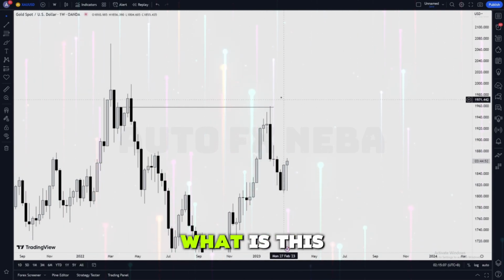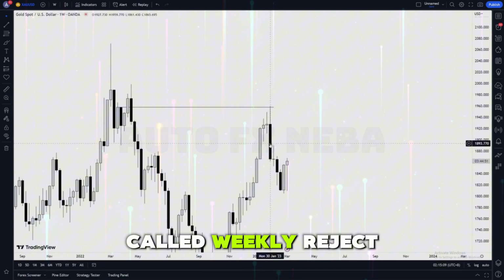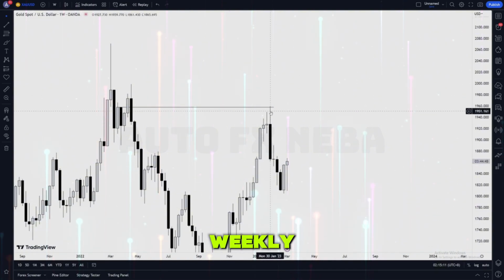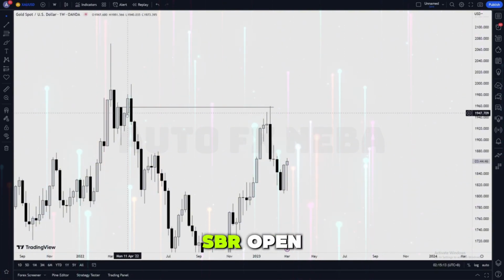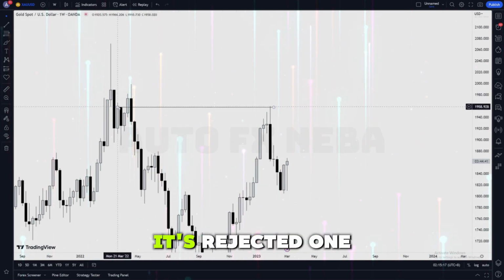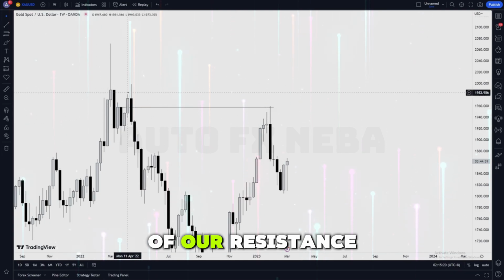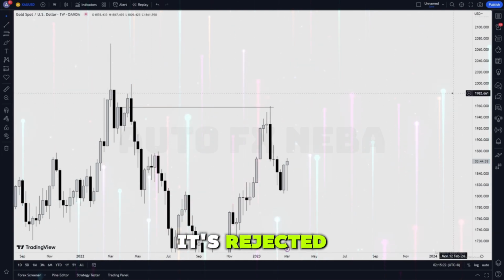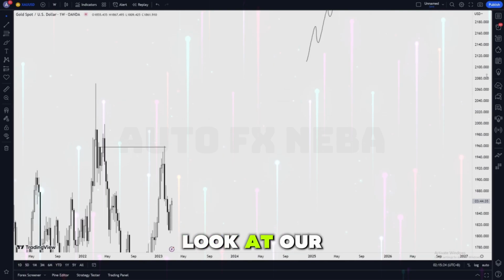What is this called? Weekly reject weekly. Doesn't matter if it's a left shoulder, SBR, open close, apex, or point of origin, whatever BS you want to call it. It's rejected one of our resistance zones. It's rejected. Okay, so let's look at our questionnaire right here.